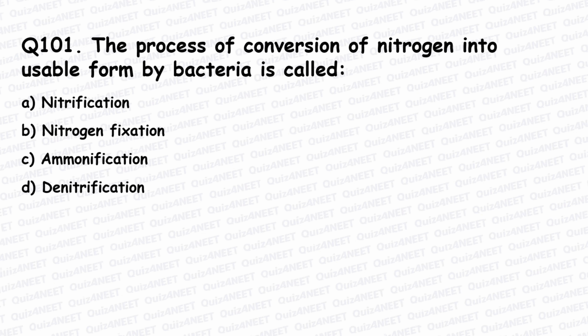The process of conversion of nitrogen into usable form by bacteria is called A, nitrification, B, nitrogen fixation, C, ammonification, D, denitrification. Answer: B, nitrogen fixation.